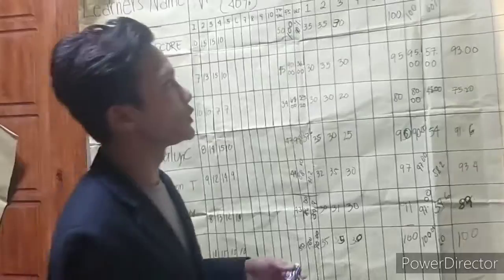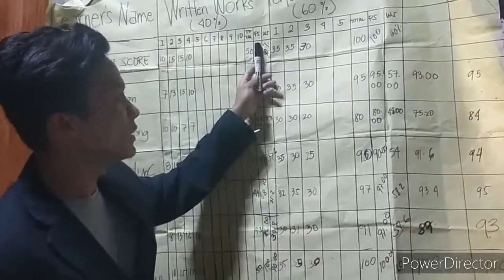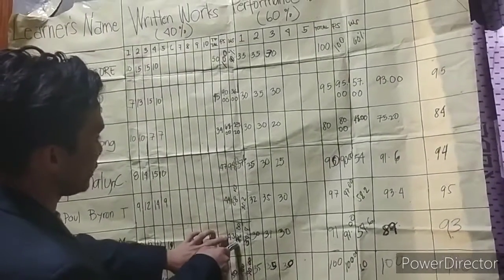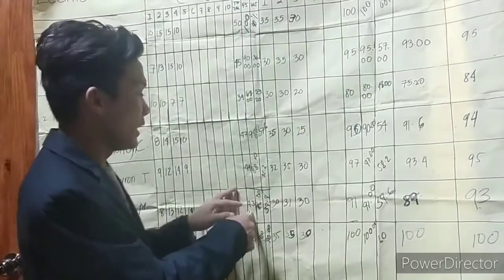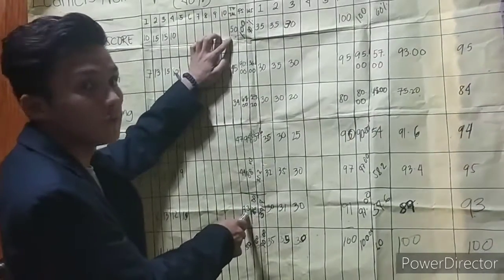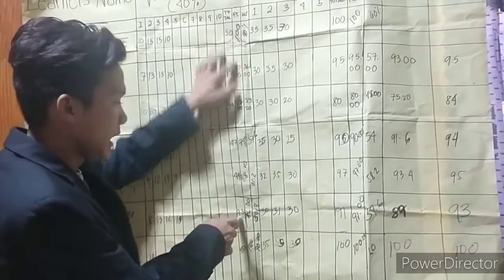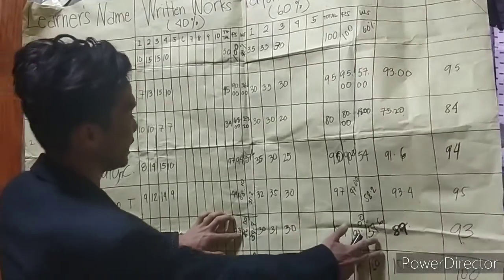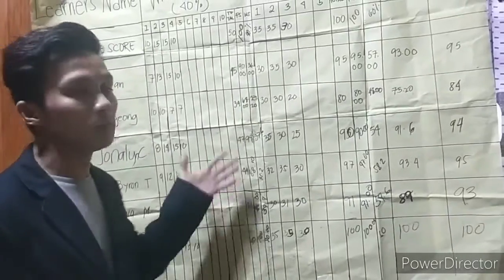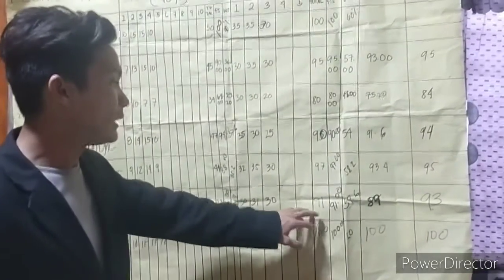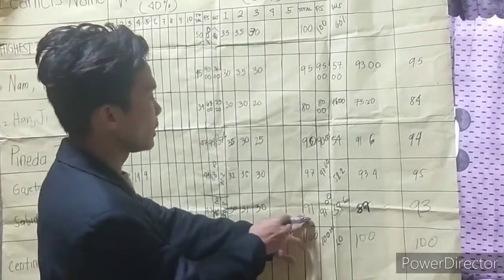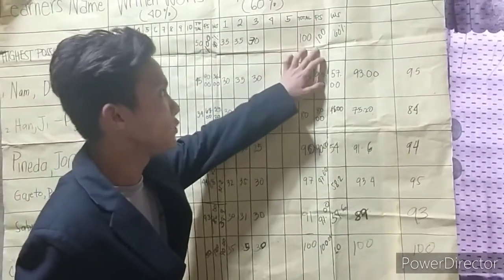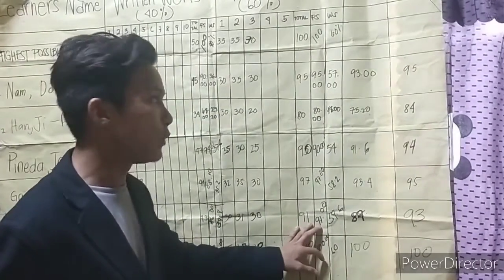Let's proceed to the percentage score of Geneva Sabidalas in written works. Her total is 43, which will be divided by 50 and multiplied by 100. So her percentage score is 86.00. And for the performance task of Geneva Sabidalas, she got 91. 91 will be divided by 100 and multiplied by 100. So the total is 91.00.